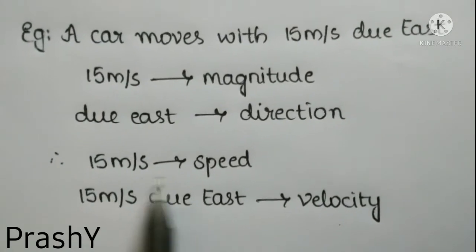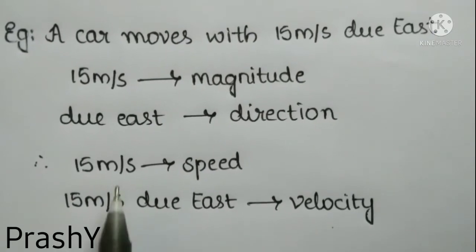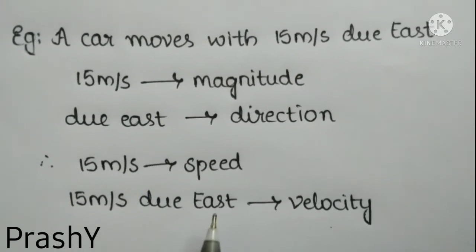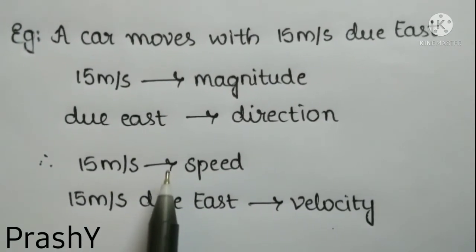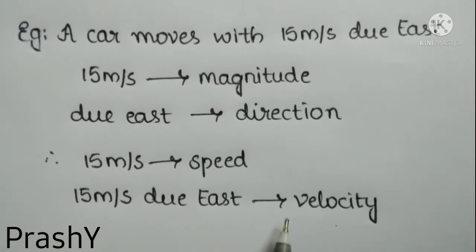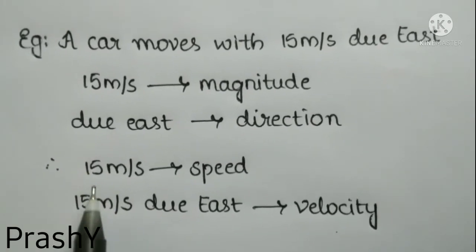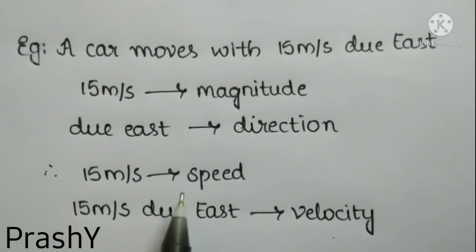That means speed has no direction, whereas velocity has direction. That is the main difference between speed and velocity. Speed is a scalar quantity, velocity is a vector quantity. Vector quantities have both magnitude and direction, whereas scalar quantities have only magnitude.